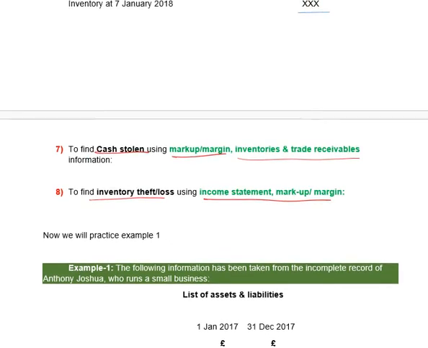You can see at the bottom there is an example. This is the example we will be working on in our next few videos.